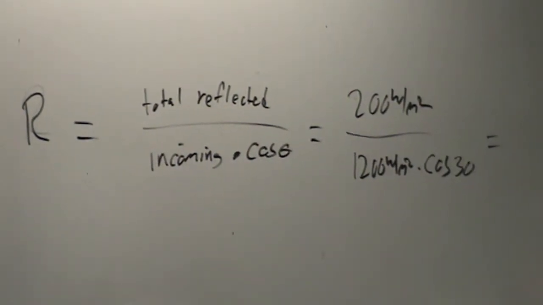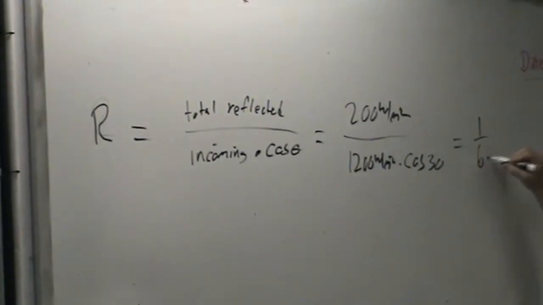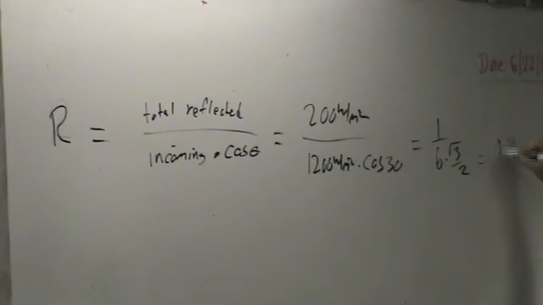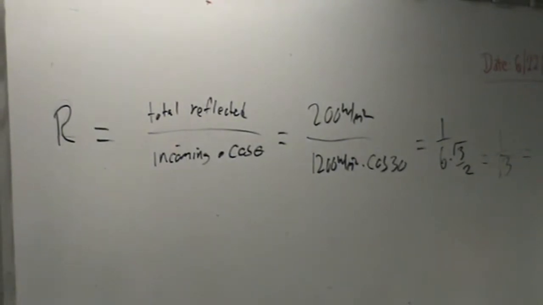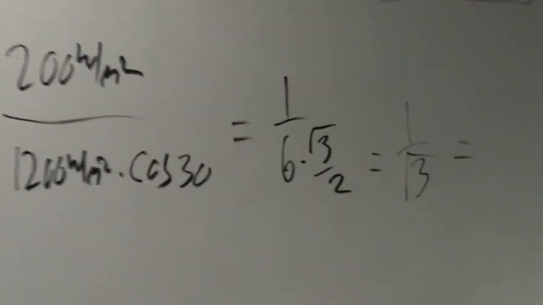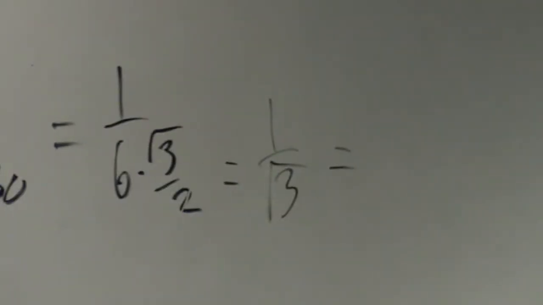Cosine of 60, because then we can do this in our heads. So yeah, we're going to get 1 over 6 times cosine of 30, which is the square root of 3 over 2. Yeah, we're going to end up with the square root of 3. No, that's not right. 1 over the square root of 3. Oh, the 6 cancels out the 2. Right, the 6 cancels out the 3 times. Oh, yeah, you're right. Okay.